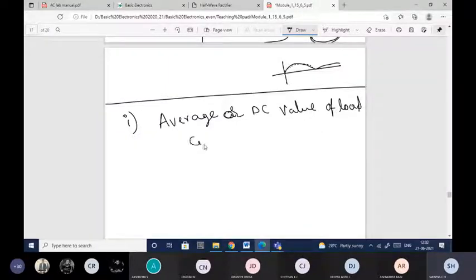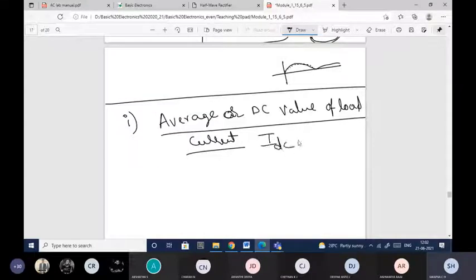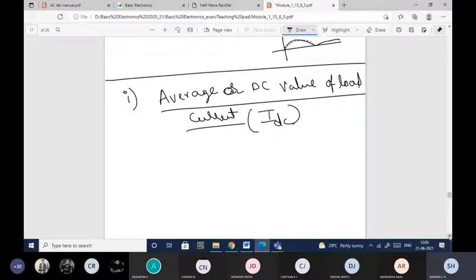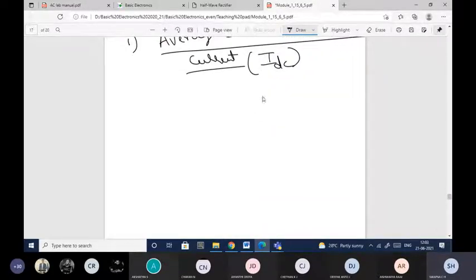DC value of load current. Here what I need to do is find IDC, because if I want to find the efficiency, it is always calculated as output by input. So here we'll be taking output power by input power. Output power is in the form of DC current, so I need to find the DC value.